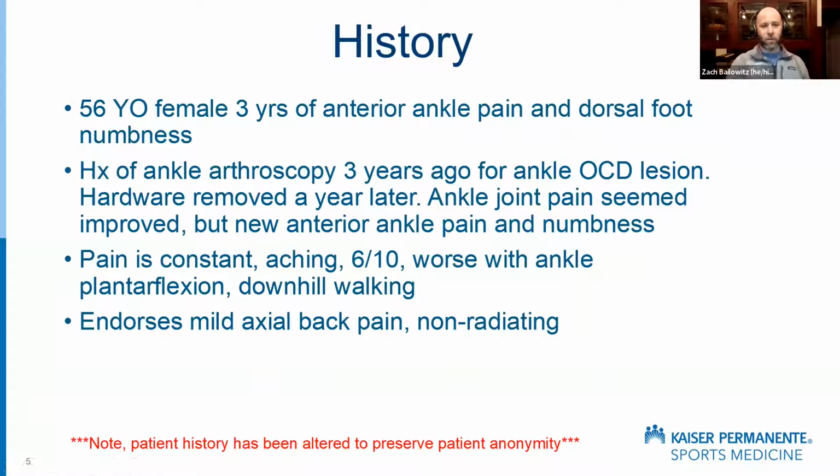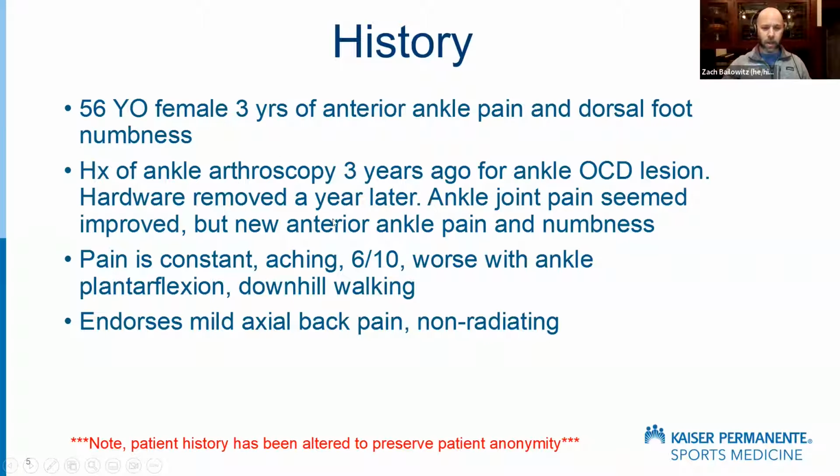This is a 56-year-old female with 3 years of anterior ankle pain. She also was describing dorsal foot numbness. She has a history of an ankle arthroscopy about 3 years ago for an OCD lesion. And then a year later, she had a hardware removal surgery as well. She reported that the ankle joint pain that she came in for seemed to improve, but she described this newer achy ankle pain that was anterior, as well as numbness in the dorsal foot.